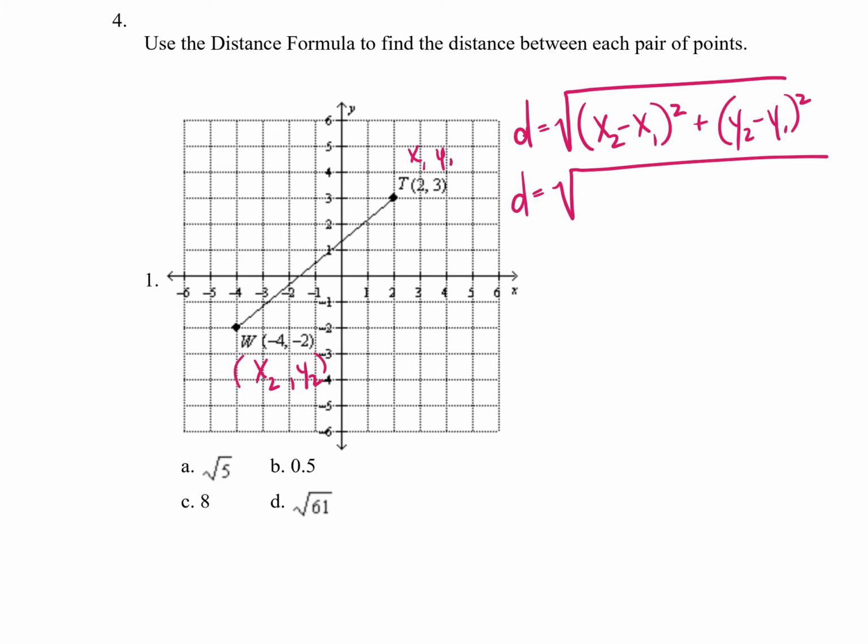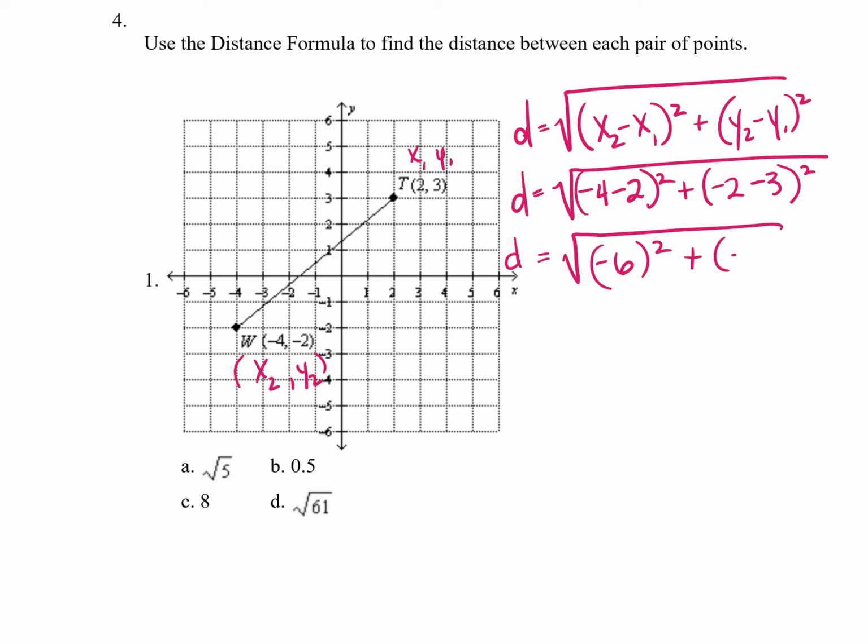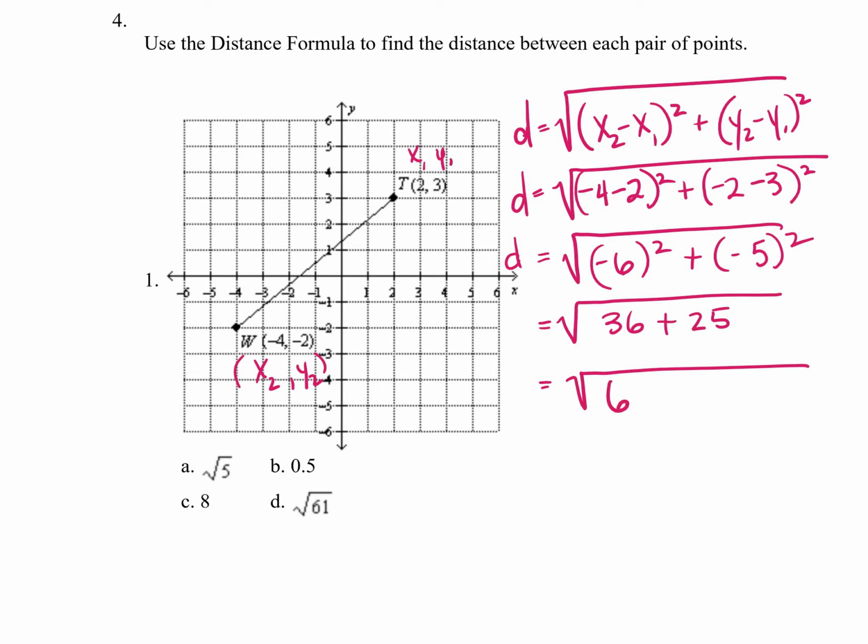All right, so we got negative 4 minus 2 squared plus second y, negative 2 minus 3 squared. And just work out these numbers. Negative 6 squared plus negative 5 squared. Remember, when we square a negative number, it's going to turn out positive. Negative times negative is positive, so that's 36. Negative times negative is positive, so that's 25. And then add them up. 36 and 25, that is 61.